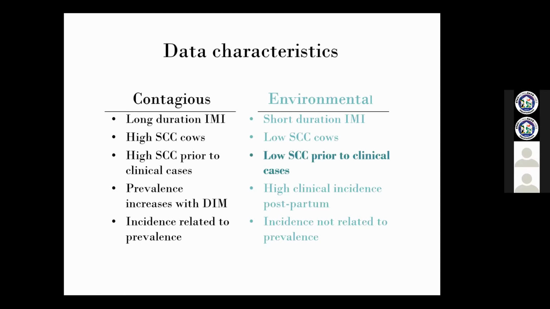If we look at days in milk, usually contagious mastitis increases as the cows are longer in lactation, whereas with environmental mastitis, it's more a question of the cow's immunity being less effective, and that happens more just postpartum, in the first 100 days of lactation. And yeah, the incidence is not related to the prevalence in the case of environmental mastitis, where it is in contagious.